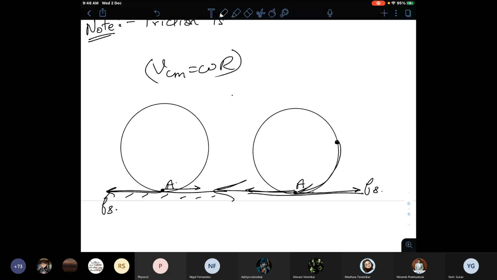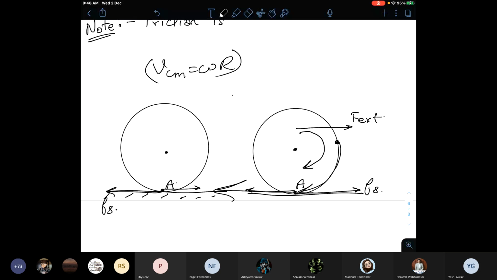Suppose F external is acting like this. Okay, F external is acting like this. So what does this F external want? This F external wants to rotate the object in this direction. Okay, F external is over here. So it wants to rotate the object in clockwise direction.